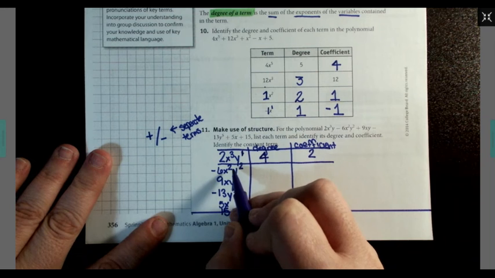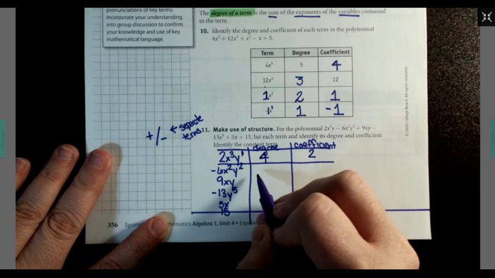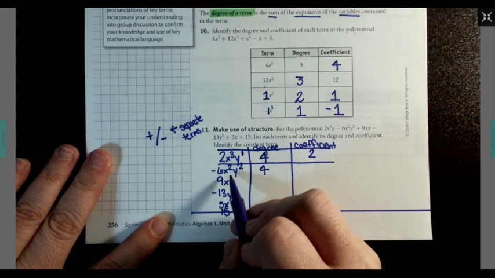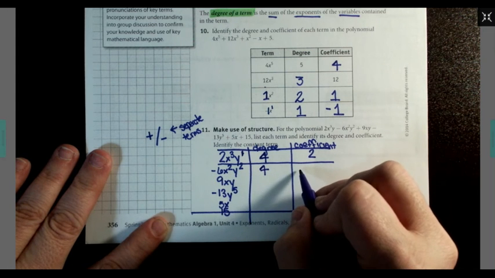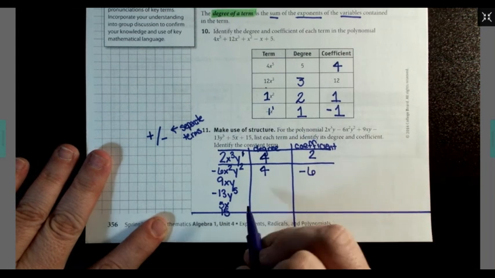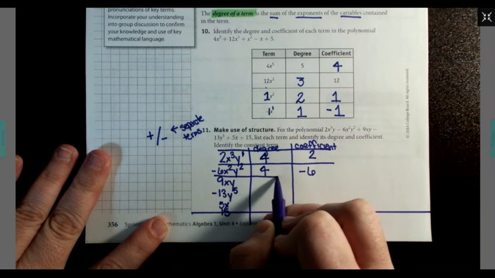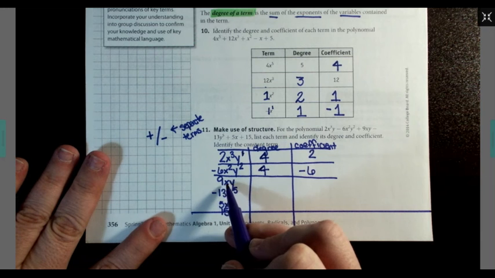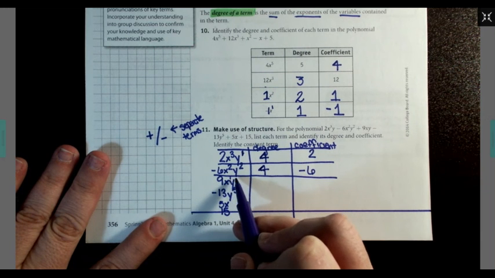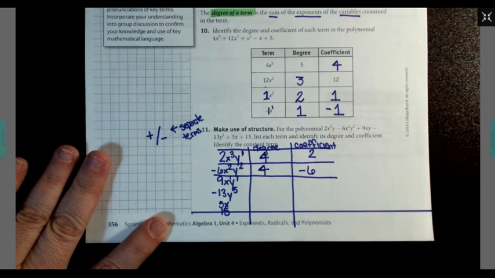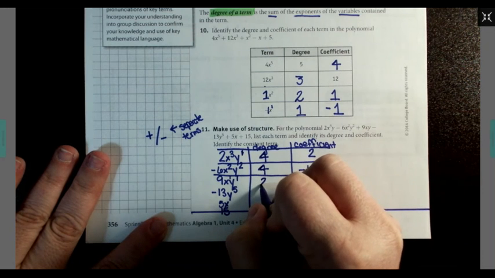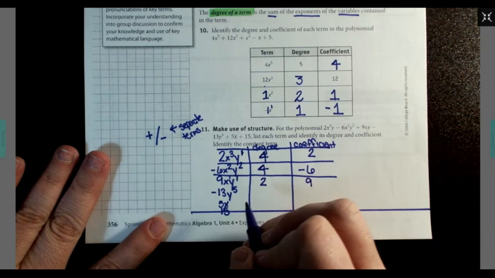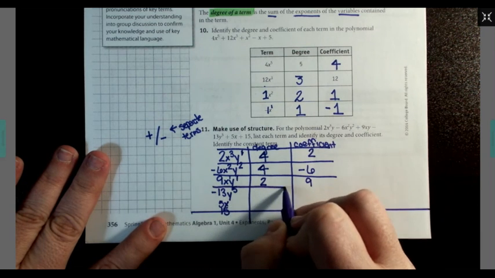Here, my degree is the sum of my exponents, so that's going to be 4. And my numeric factor is -6. Make sure you keep your sign. Here, I have no numbers on those variables, but we have exponents of 1. So the degree here is going to be 2 when I add those together. And my coefficient is that numeric factor of 9.